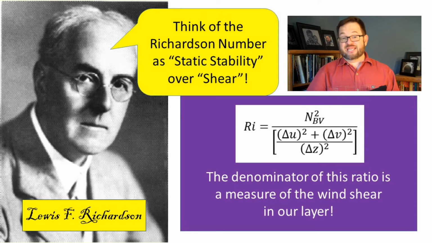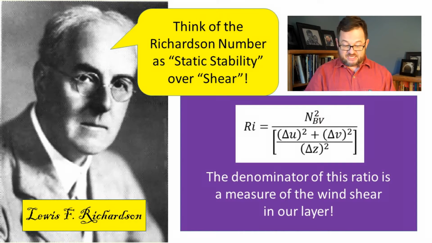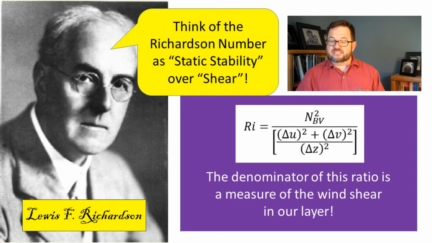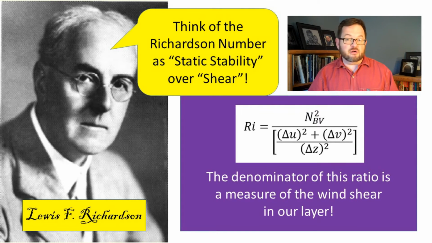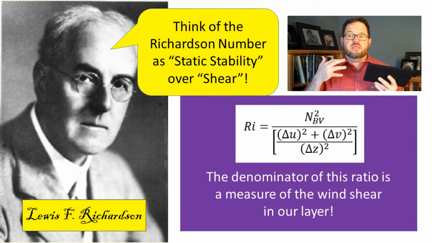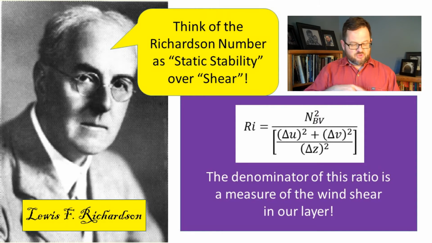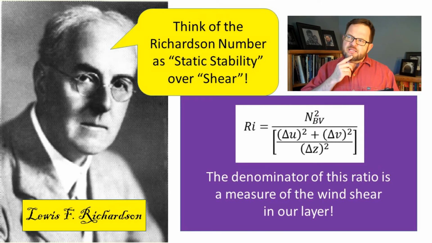How statically stable the air is, divided by how much wind shear there is in the air, how the winds are changing with respect to height. The Richardson number is pretty darn slick. It's going to just be a dimensionless number, and it will be positive most of the time. It's only negative if... no, I'm sorry, I don't think it can possibly be negative. So it's a positive number.